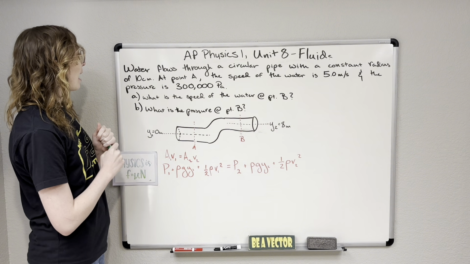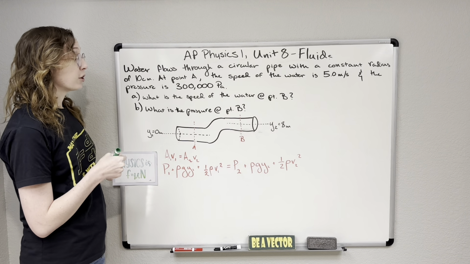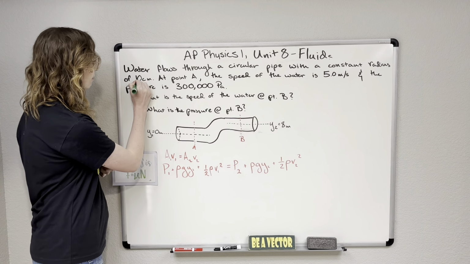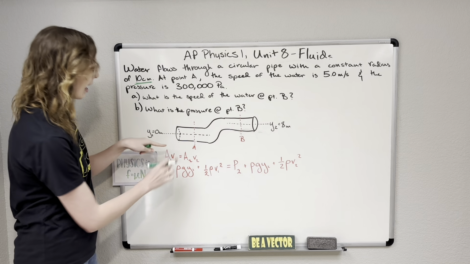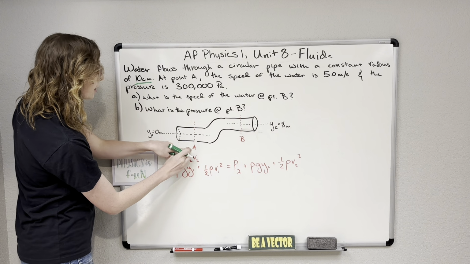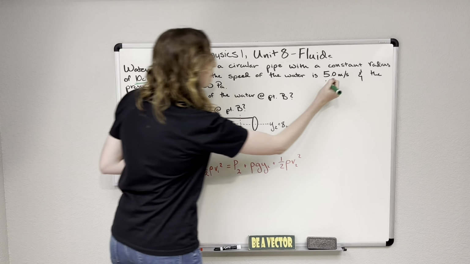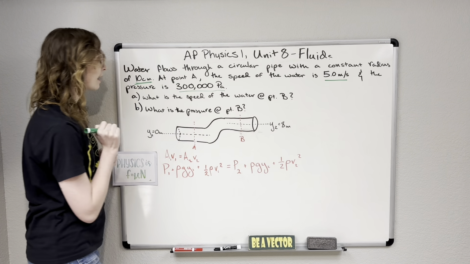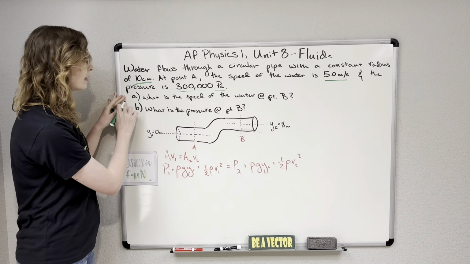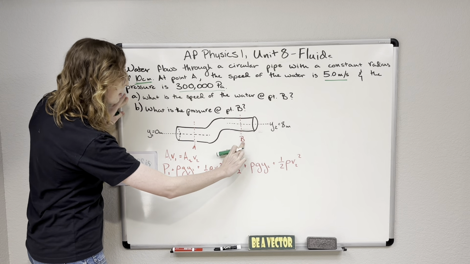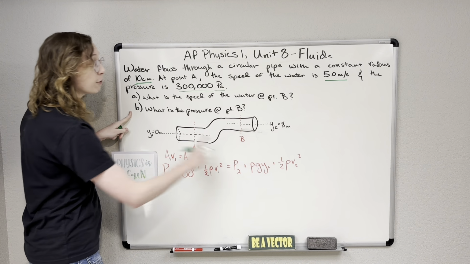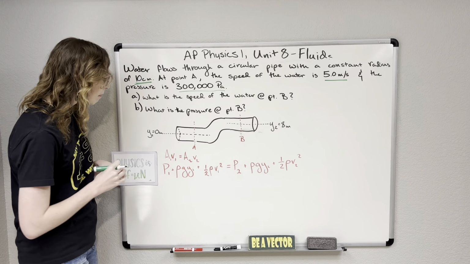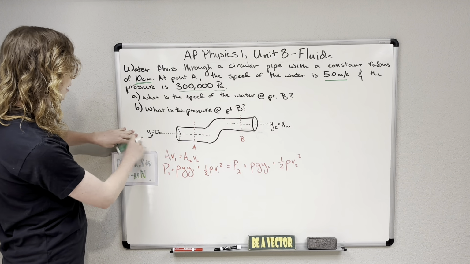Here's the problem that we have. We have water flowing through a circular pipe with a constant radius of 10 centimeters. At point A, which is labeled in this little diagram here, the speed of the water is 5 meters per second and the pressure is 300,000 pascals. We're asked to find the speed of the water at point B, right here, and also the pressure at point B. So this is our little drawing here.